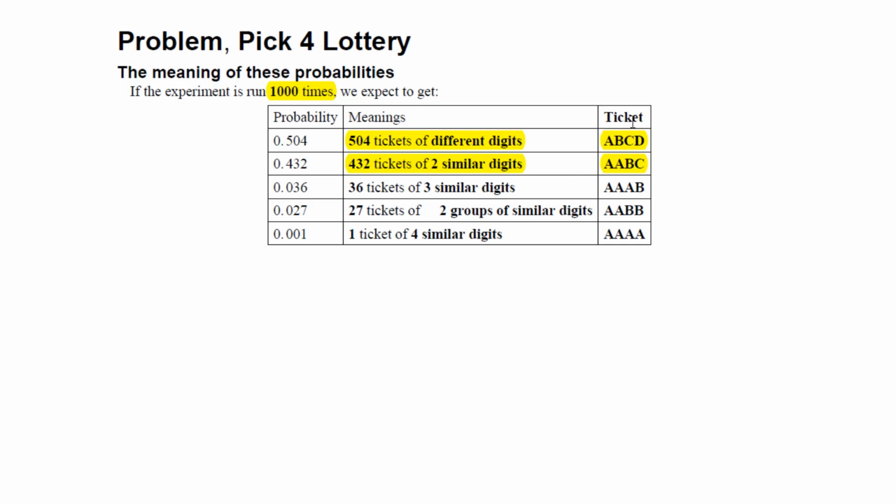We can find from this group that the 2 events that are most likely to happen are the event where the tickets are of different digits and the ticket of 2 similar digits. The rest of these events are less likely to happen, and the least likely to happen is the ticket of 4 similar digits. We can also conclude that from the history of winning numbers of this game for each game.